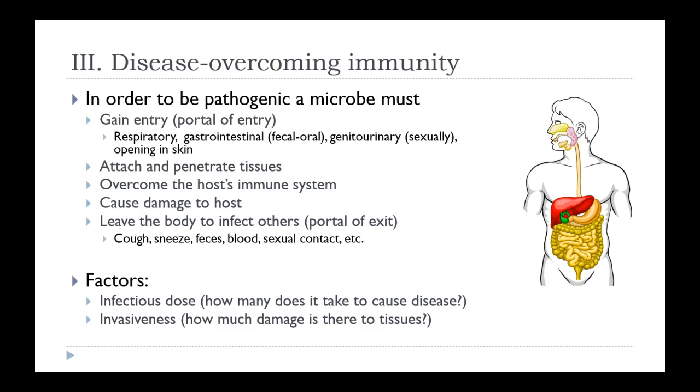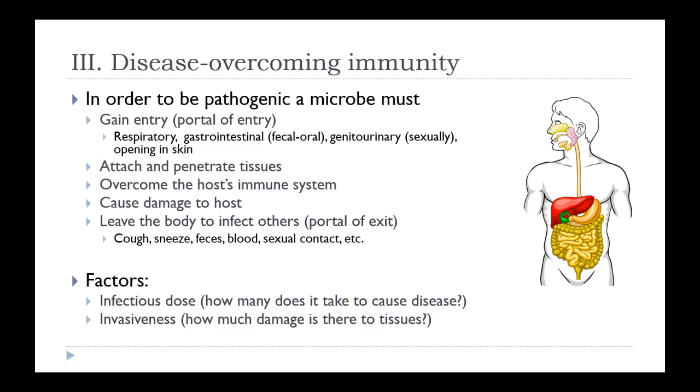But the pathogen wants to also then go on and infect something else. And so we would call this the portal of exit. So any way that that pathogen can get out would be an example. So if it's through the respiratory route, a cough or a sneeze. If it's through the GI route, then maybe through feces. It could be blood. It could be a mosquito bites and picks it up from the blood. It could be through sexual contact. But this is kind of thinking about it from the microbe's point of view.